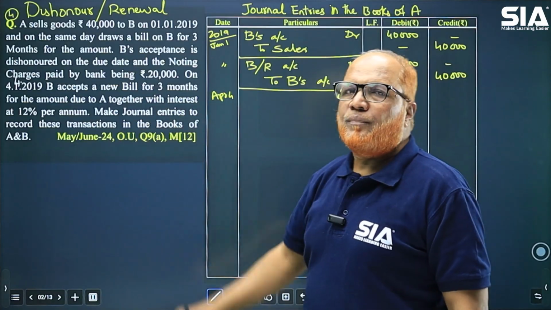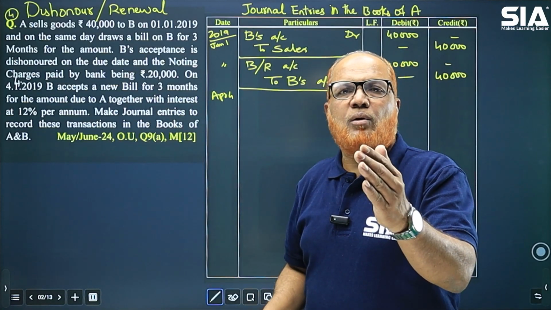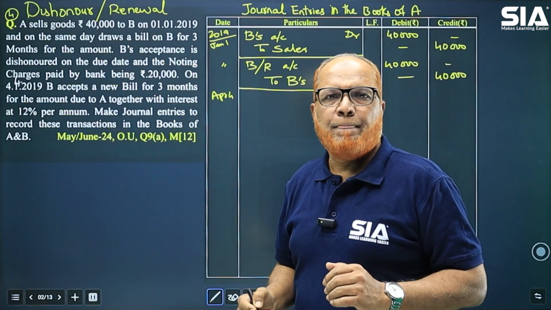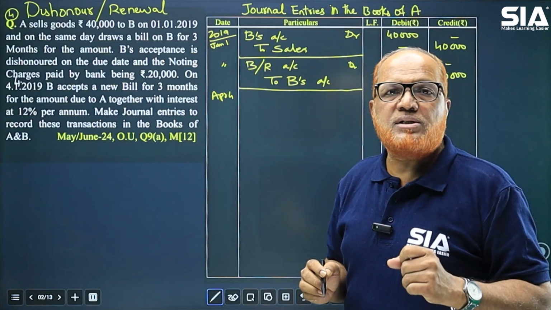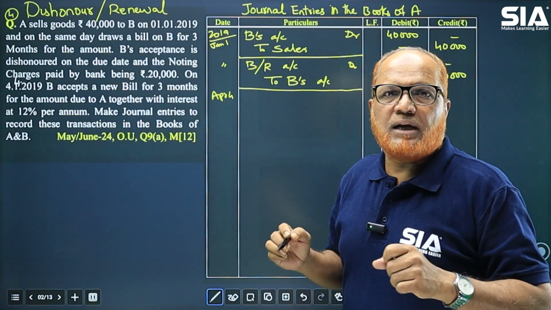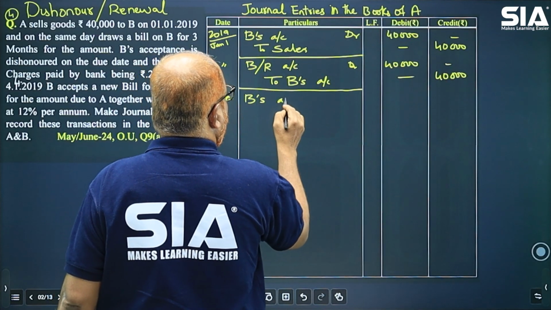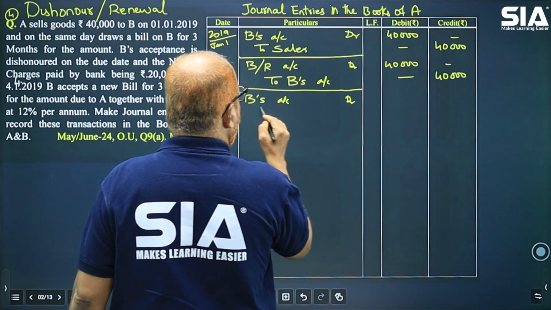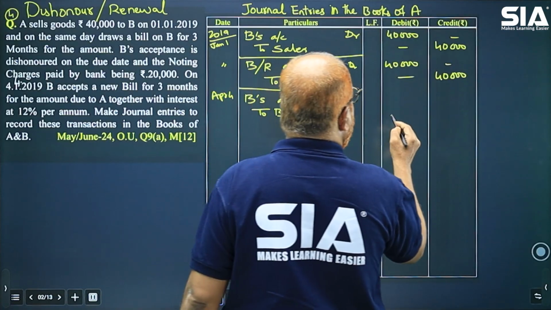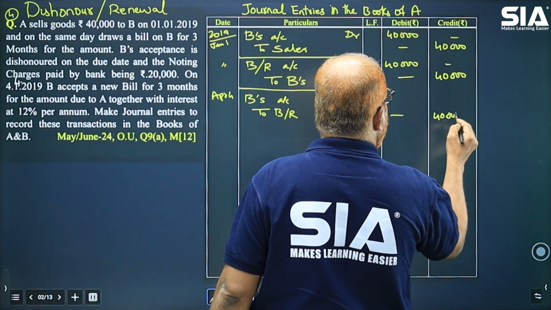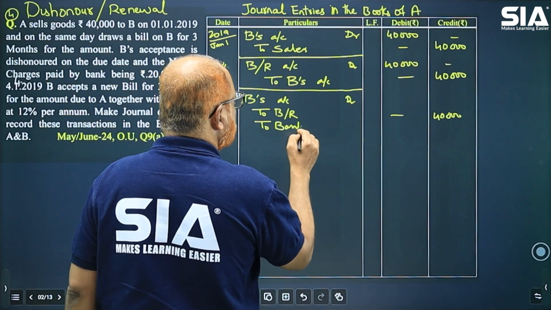Now on the due date, the bill is dishonored. If the bill is honored, bank account debtor to bills receivable. But here the bill is dishonored, so we will make again the debtor. Who is the debtor? B. We have to get the amount from B. So B's account debtor to bills receivable. How much was the value of the bill? 40,000. To bank, noting charges.